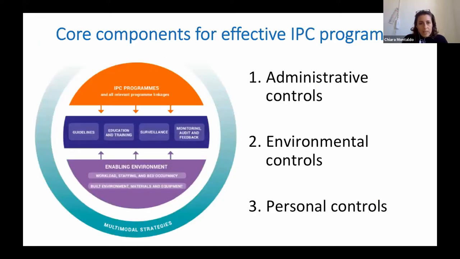So there are several components of IPC programs. Normally, when we talk about IPC, we immediately think about personal control, the number three, let's say. We think about masks, we think about PPE, gloves, goggles, our individual protection. But this is actually only one component of IPC. And actually, before the personal control, there are two very important components: the administrative control and environmental control. Let's see what they are about.